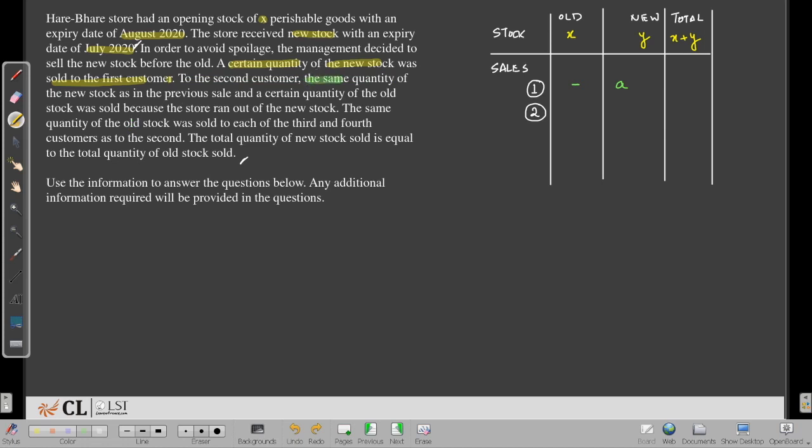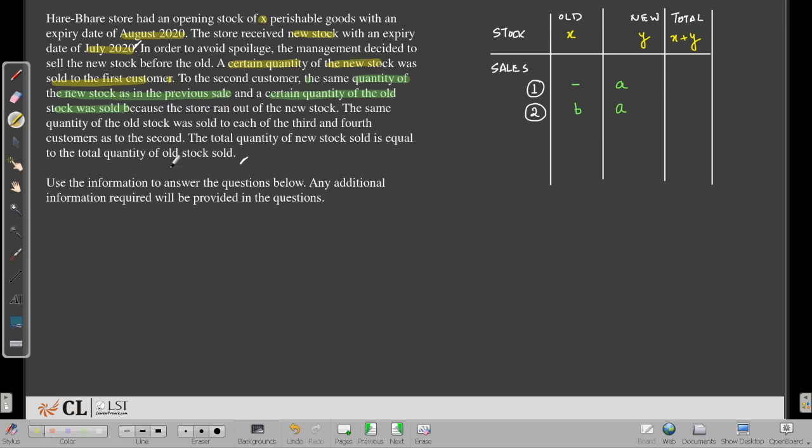The second customer got the same quantity of the new stock as the previous sale, which will be equal to A, and a certain quantity of the old stock was sold. So I have to now have another variable. Already we're dealing with too many variables here. We will have to figure out how to reduce this. There are 4 variables which I don't like. I don't want to write A plus B at this point. I want to work out this variable first and eventually write the total here.